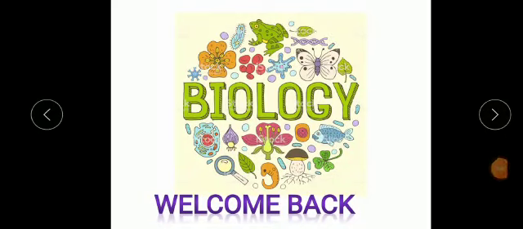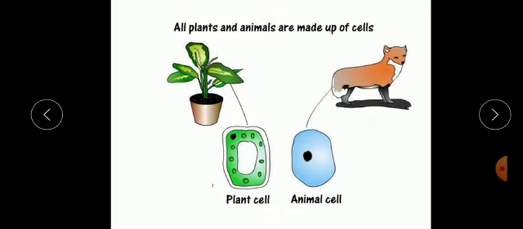Students, welcome back to the biology class. We are discussing chapter tissues. As you know, all plants and animals are made up of cells. Plants are made up of plant cells and animals are made up of animal cells. Also, similar kind of cells group together to form tissues.